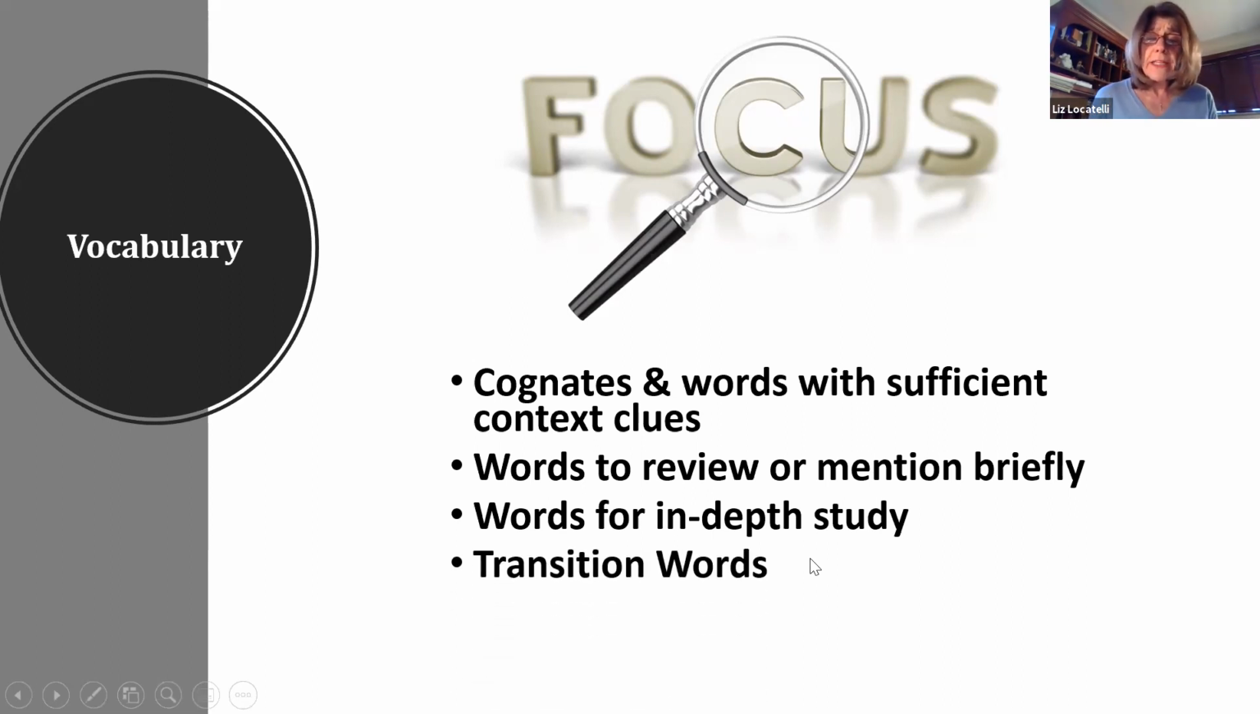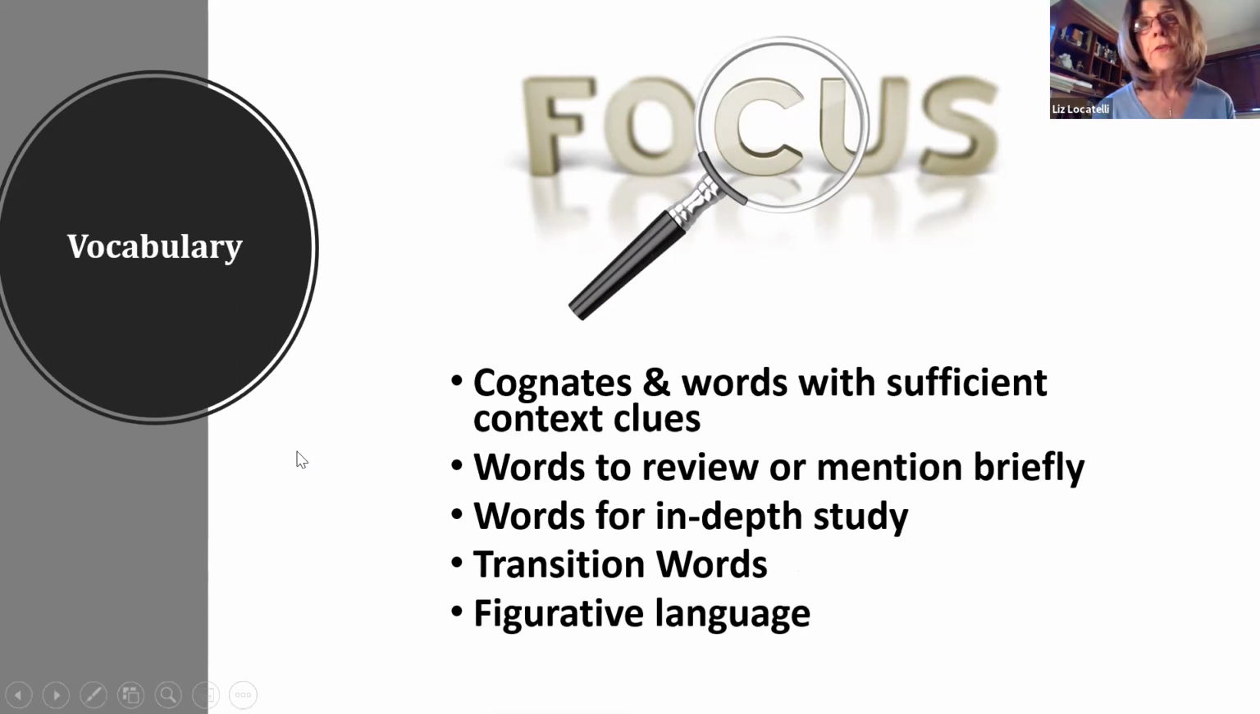We also want to give some attention to transition words because they help us, and you're going to see later how they can really help us to think about the structure of the text and what the sentence is meaning. And finally, figurative language. It's important for kids, especially ELLs, they have a lot of trouble with figurative language and idioms.